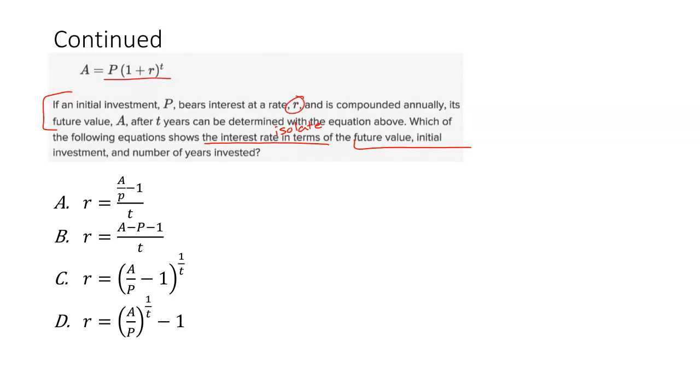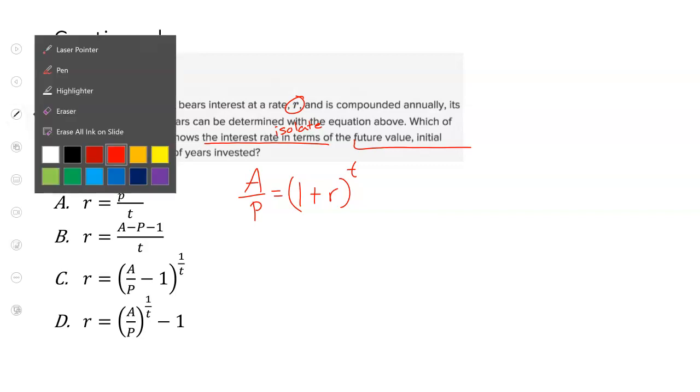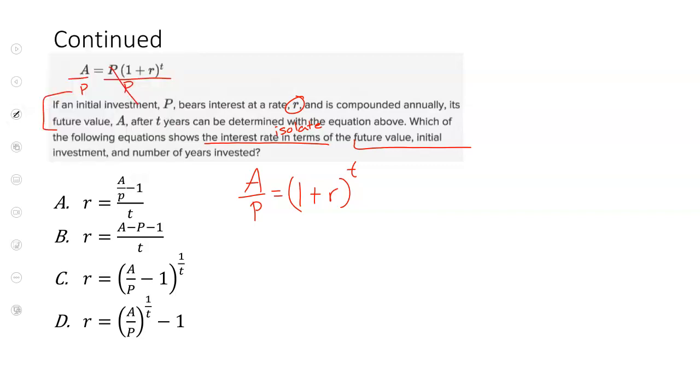So we can get rid of this P to start. Divide both sides by P. Get rid of that. So we have A over P equals 1 plus R to the Tth power. Now when we have an exponent, how we undo exponents is we take the root. Well, in order to get rid of a Tth exponent, we have to take a Tth root. Okay? So when we take the Tth root, that cancels out, leaving us with the Tth root of A over P equals 1 plus R.